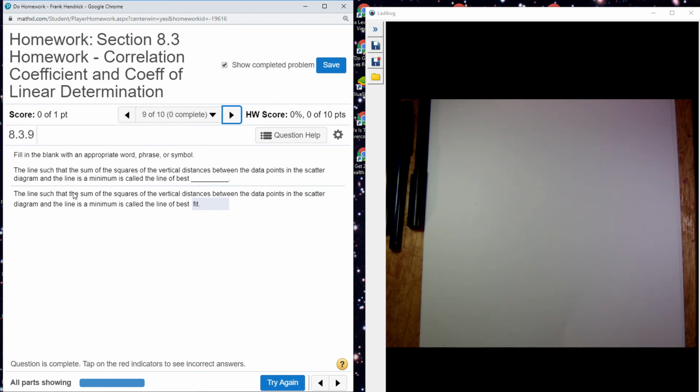The line for which the sum of the squares of the vertical distances between the data points in the scatter diagram and the line is a minimum is called the line of best fit or trend line. Line of best fit, because it's the line that actually does the best job of describing the behavior of the data.